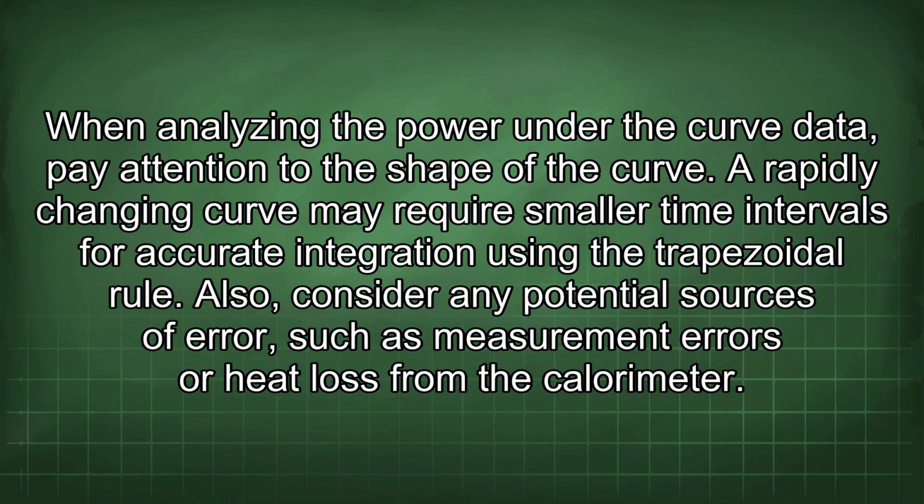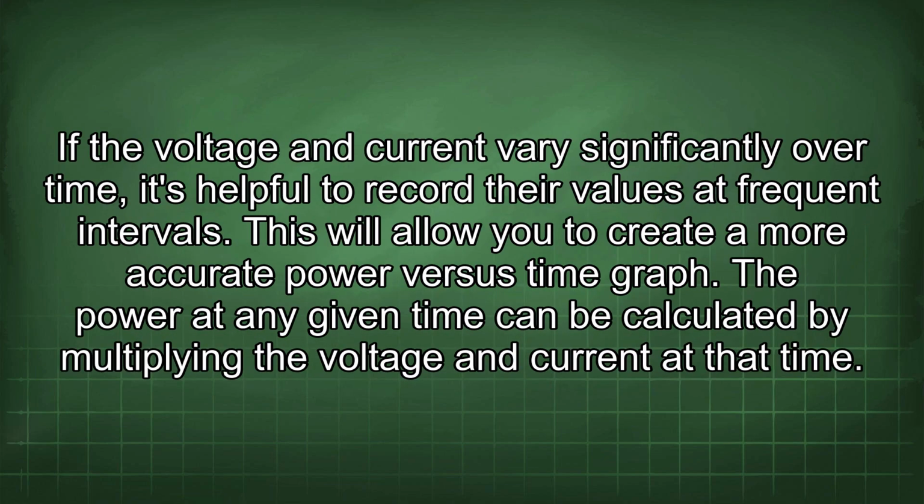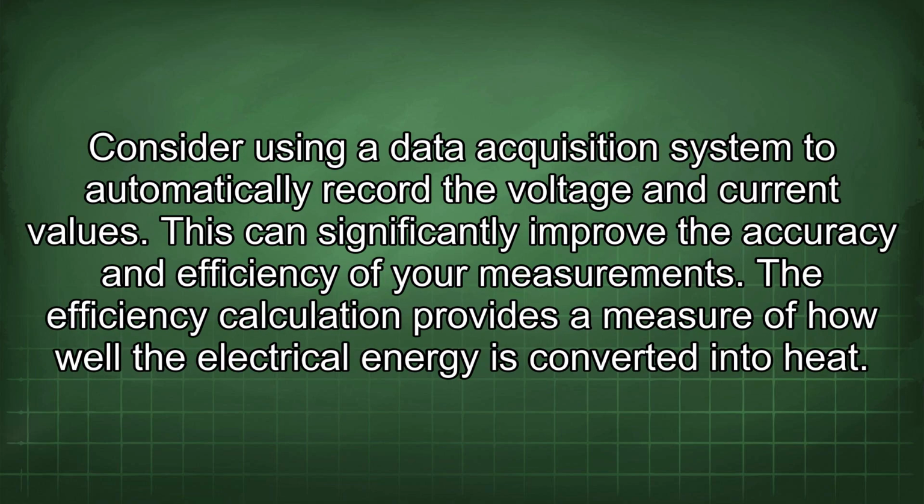Also, consider any potential sources of error, such as measurement errors or heat loss from the calorimeter. If the voltage and current vary significantly over time, it's helpful to record their values at frequent intervals. This will allow you to create a more accurate power versus time graph. The power at any given time can be calculated by multiplying the voltage and current at that time. Consider using a data acquisition system to automatically record the voltage and current values. This can significantly improve the accuracy and efficiency of your measurements.